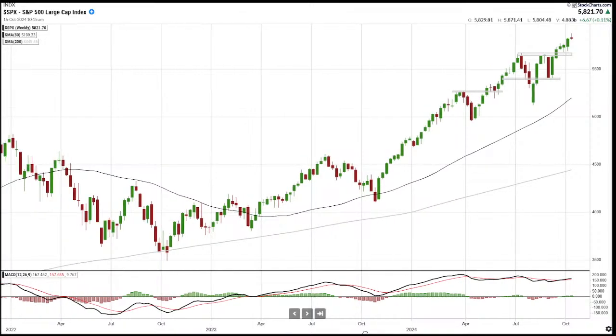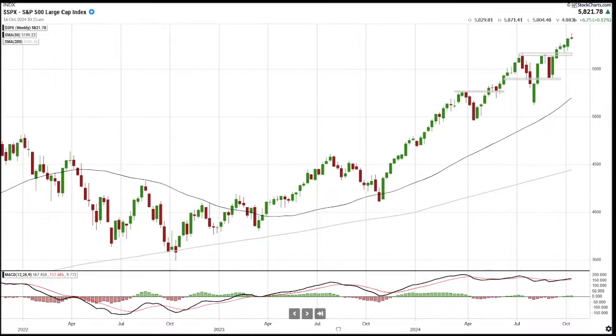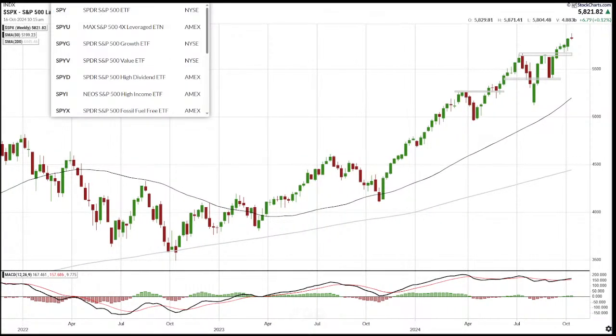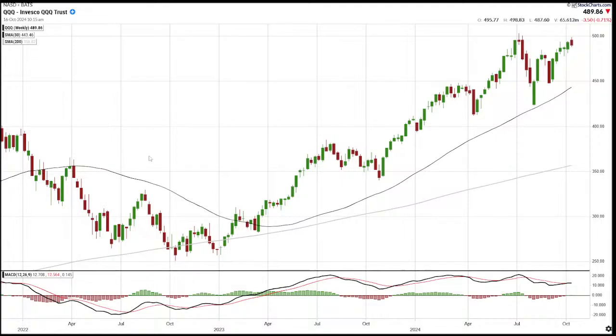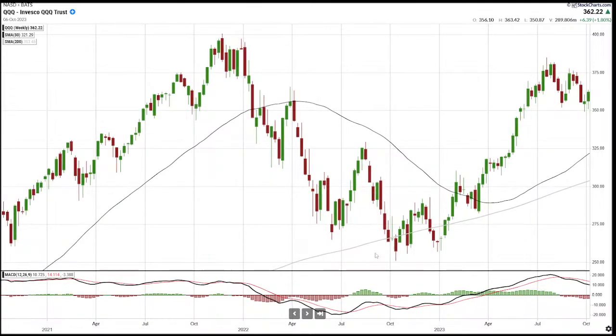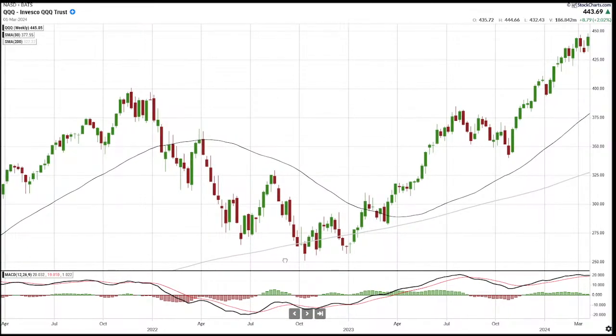Earnings season is kicking off right now. Well, as long as we're looking at the weekly charts, let me just flip over to the Qs here so we can have a gander at how the Nasdaq's doing here. There we go.